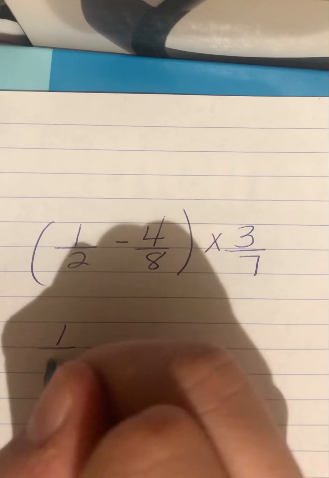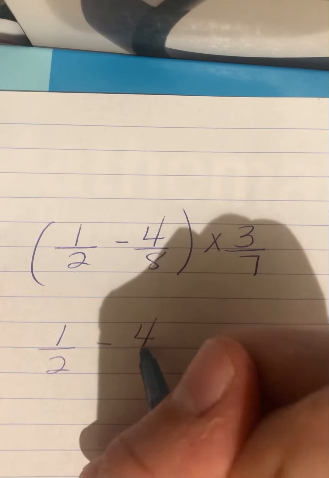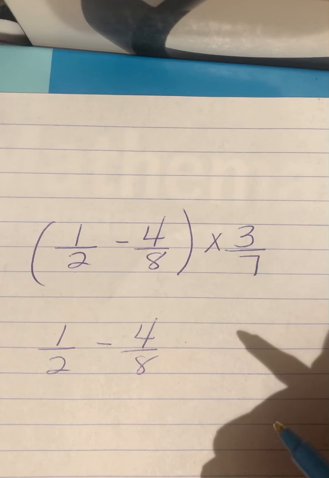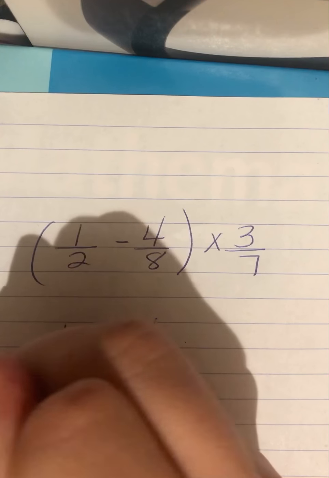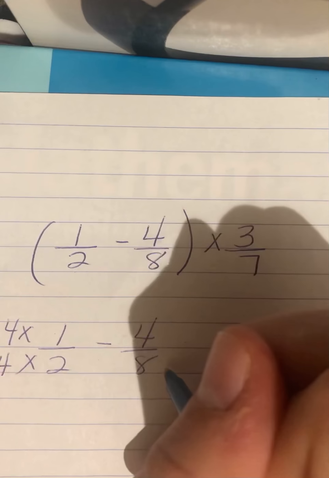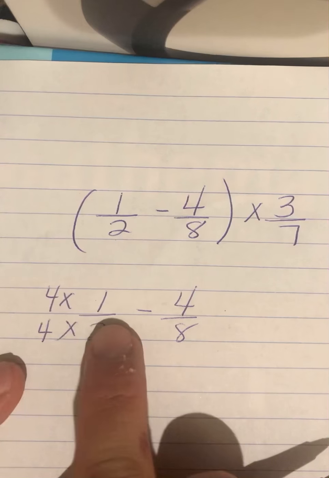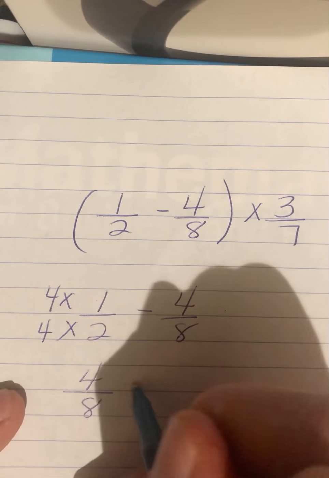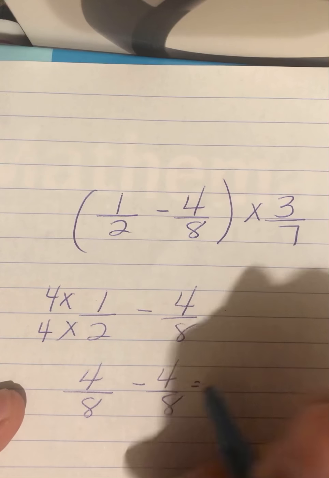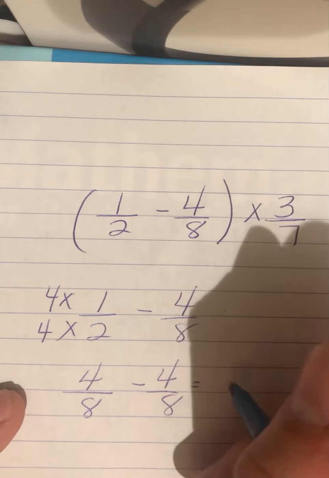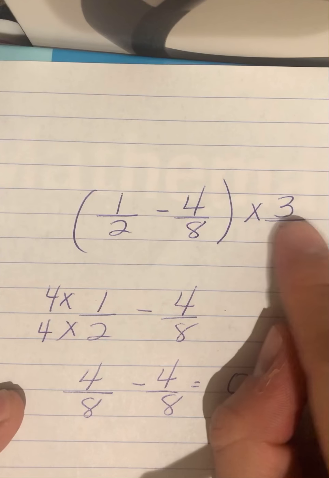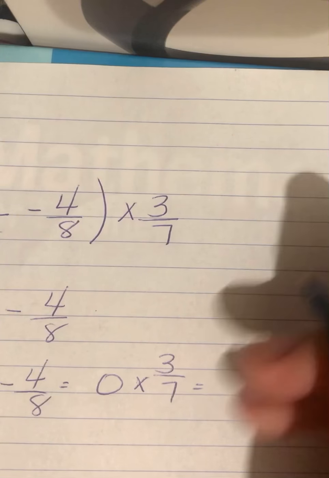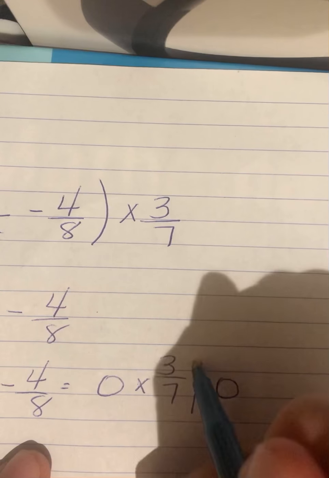When I do so, I know that 1/2 and minus 4/8 can't happen, so I have to find a common denominator. So I rewrite this as, I know that they have 8 as a common denominator, so I'm only going to rewrite the half as 4 over 8 minus 4 over 8, and that is equal to 0. Can't forget the 3 over 7. 0 times 3 over 7 is equal to 0. So my answer is 0.